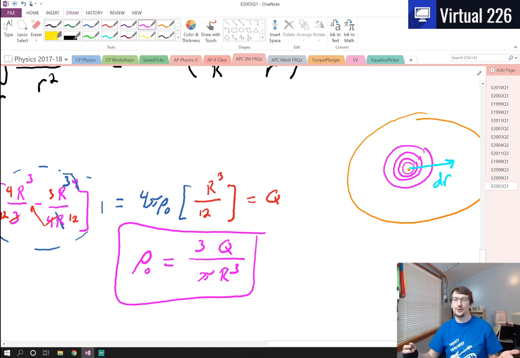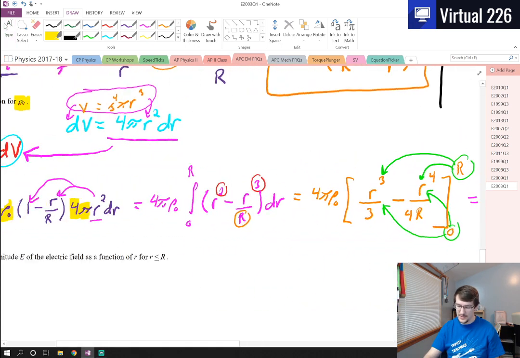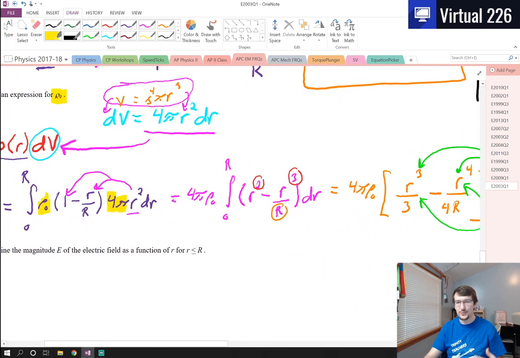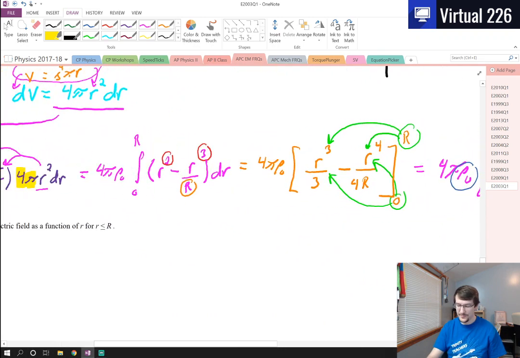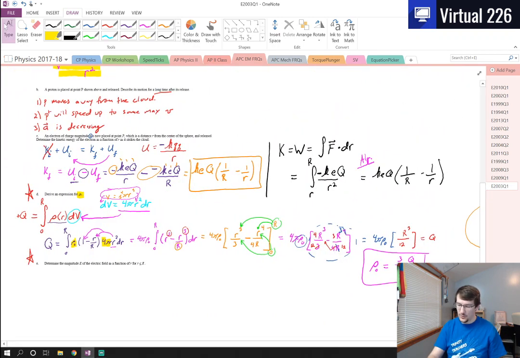You could leave it as 12 over 4 if you want. There's nothing wrong with that. But there it is, 3q over pi R cubed. Whew, that was a lot just to get a rho naught. In the end, it was actually just one integral and doing some math, but you can see how that quickly becomes a lot there, okay?